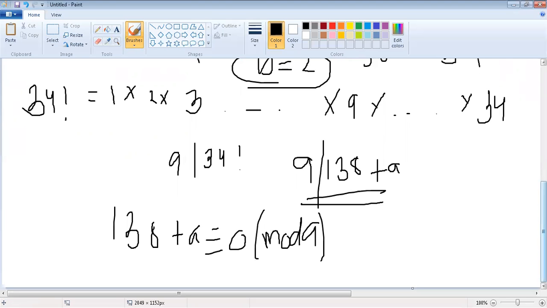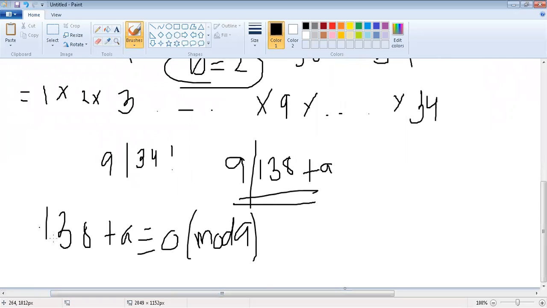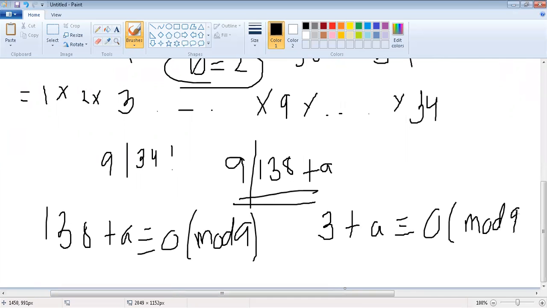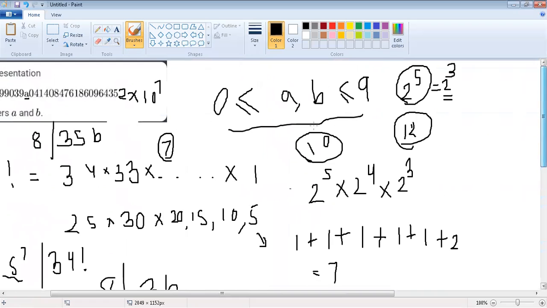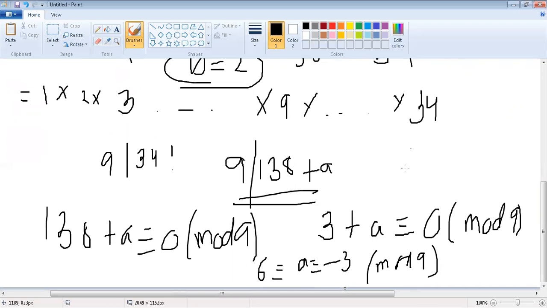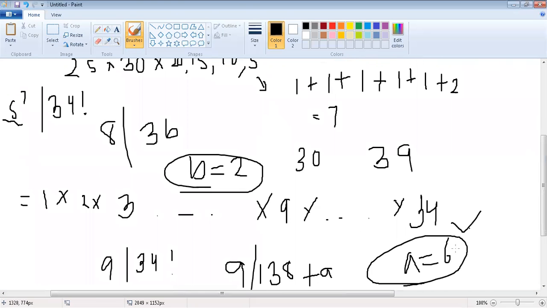Or if you don't understand mod, I would explain in a different manner. With modulo it becomes simple, that's why I explained. So it reduces down to 3 plus a is congruent to 0 mod 9, which means a is congruent to minus 3 mod 9, which is congruent to 6 mod 9. So a is congruent to 6 mod 9, and since a and b are less than 9, a must be 6.